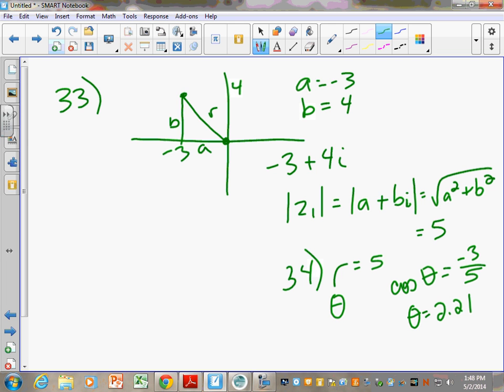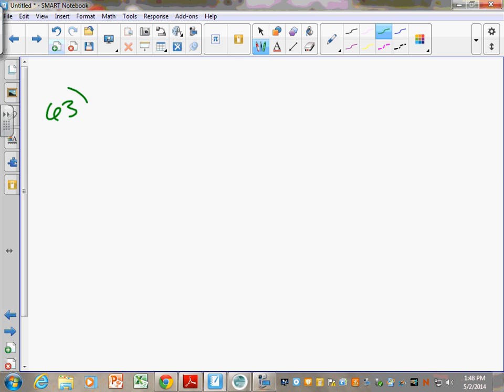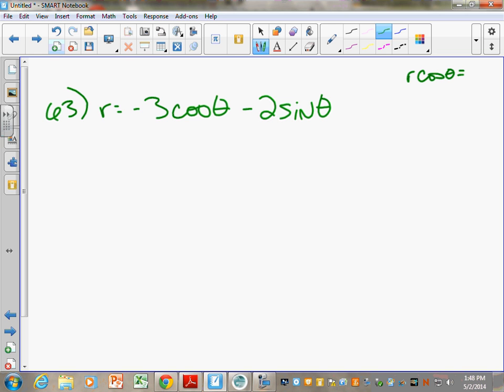63 says convert the polar equation to rectangular form and identify the graph. Remember that when we're converting equations, it's really nice if we have some easy things to plug into. We know that r cosine theta equals x. We know that r sine of theta equals y. We know that x squared plus y squared equals r squared. So sometimes it's set up perfectly that you can just start substituting in.